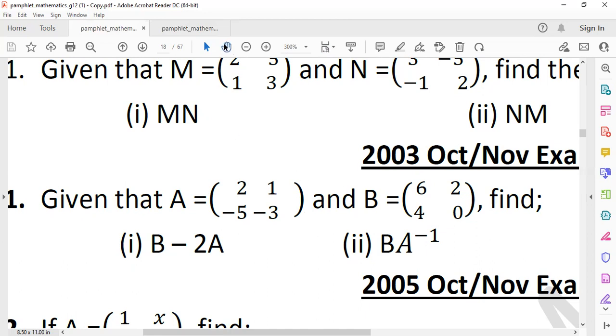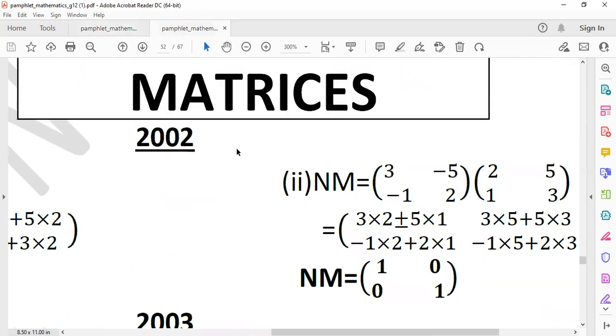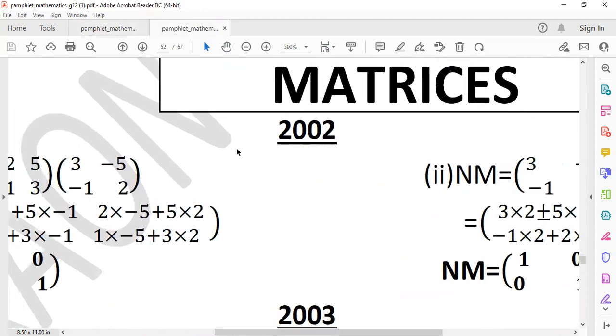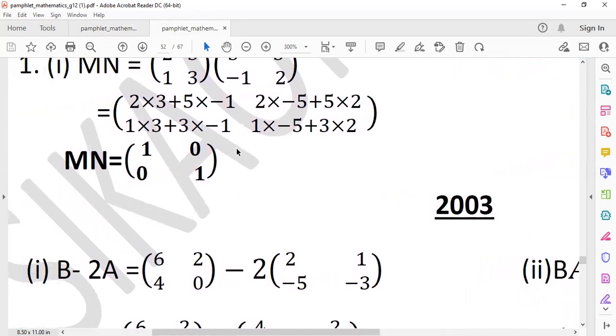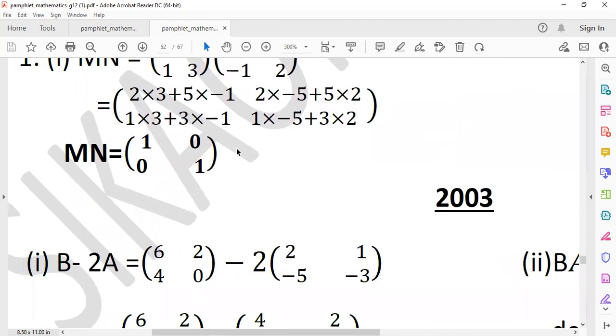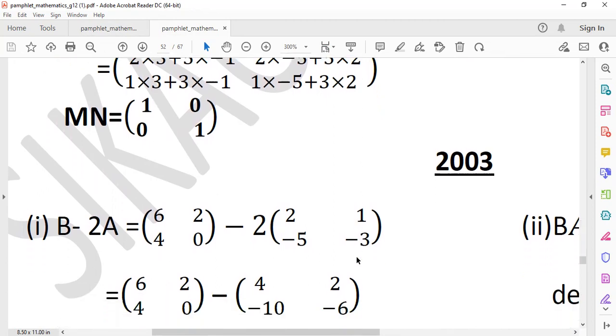It's B minus 2A. Our B is 6, 2, 4, 0. Then it's 2 times A. 2 times 2, that's a 4. 2 times 1, that's a 2. Then 2 times negative 5, that's negative 10. 2 times negative 3, that's negative 6.